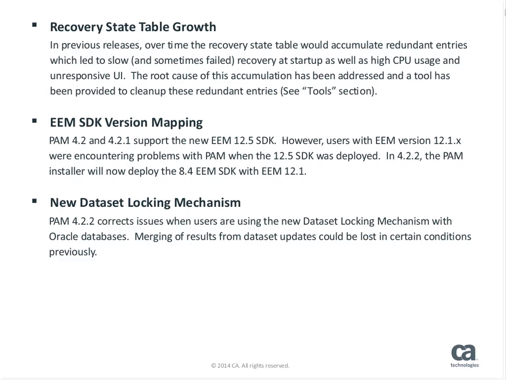Essentially, if I had a run script operator that was in the running state, there would be an entry in the recovery state table for that operator. And then if something went wrong, you would get a second or a third or a fourth entry for that same operator. Obviously, if there's only one instance of it, it doesn't need to be recovered 4 times. So you would have redundant entries. Over time, this table would grow exceedingly large and would cause startup to be slow and sometimes even fail, as well as high CPU usage. When this would occur, you would also see the PAM UI be unresponsive at times.